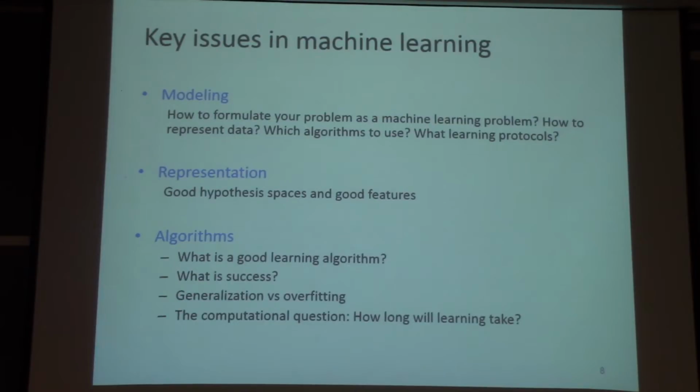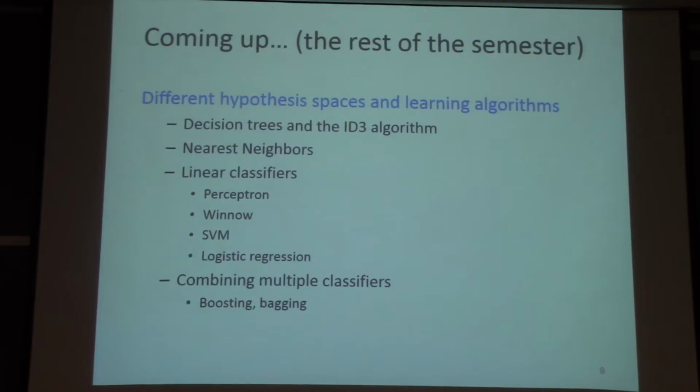And so on. Coming up, basically over the entire rest of the semester, we'll look at many different possible answers for all these questions. We'll look at different learning algorithms. We'll look at decision trees today, and an algorithm that can learn decision trees. We'll look at nearest neighbors at some point. We'll spend a lot of time on linear classifiers and the various algorithms that exist for them. And we'll spend some time looking at how you can combine these different classifiers to make a committee that's better than any individual single classifier.